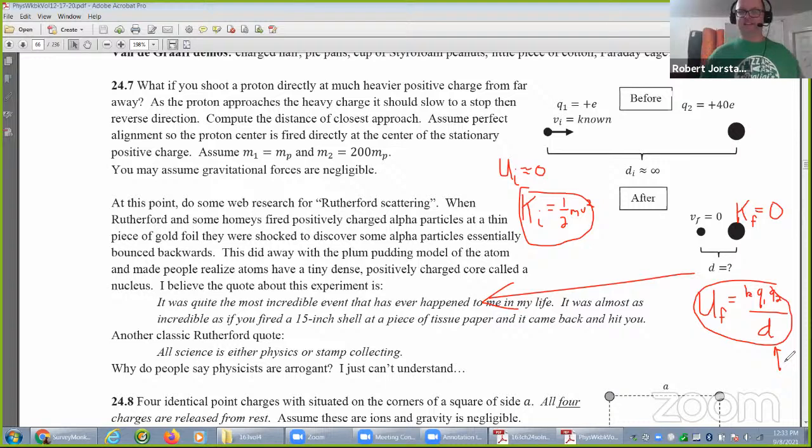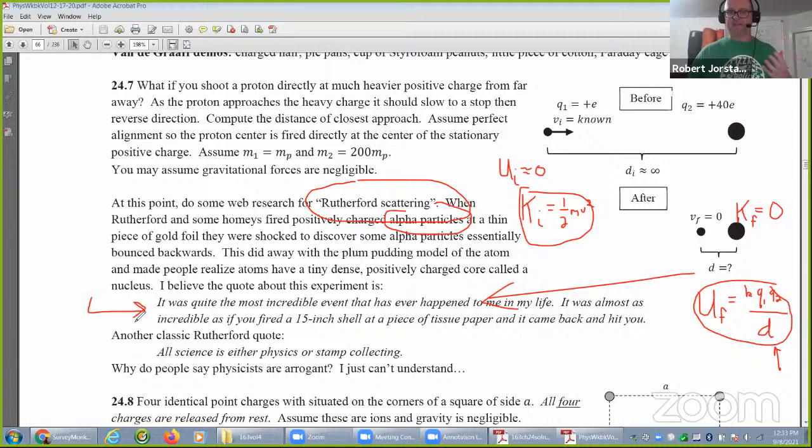And when they did this, they were able to get a size limit on the nucleus, right? If you're curious, I alluded to this before: Rutherford scattering. They actually did this with alpha particles. And here's the actual quote, I think, or something similar. It was as crazy as if you'd shot 15-inch shells at a piece of tissue paper and they bounced back. That's how insane it was when they first discovered this happening.